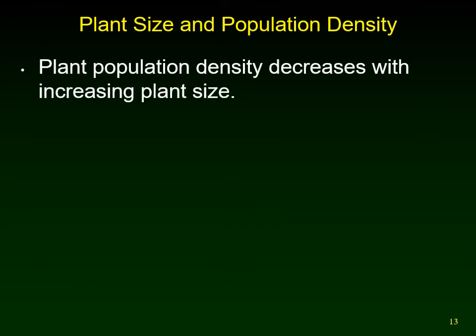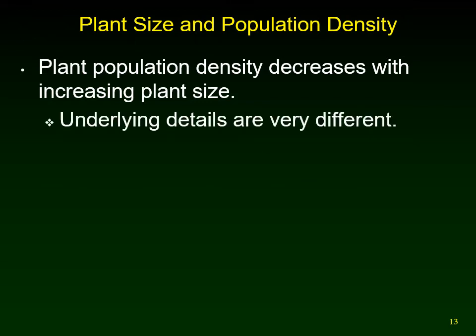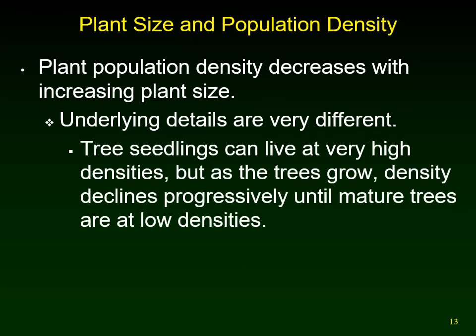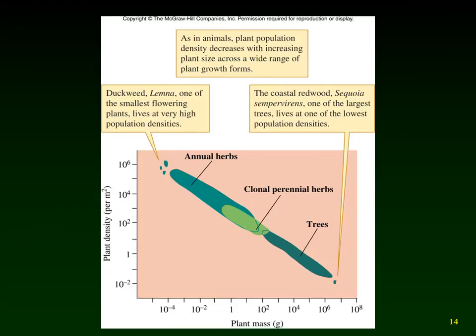So we also know the same thing with plants. Plant population density decreases with increasing plant size. But the reasons for this seem to be quite different. Tree seedlings can live at very high densities, but as the trees grow, the density declines until the mature trees are at low densities.